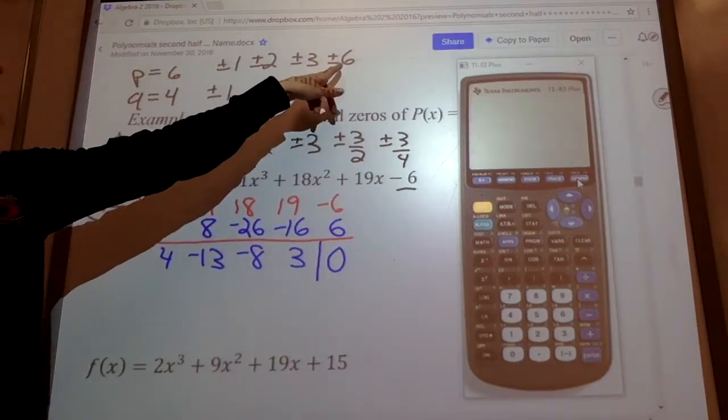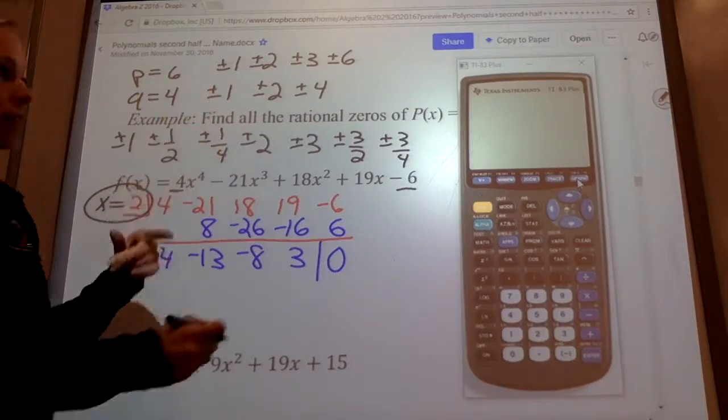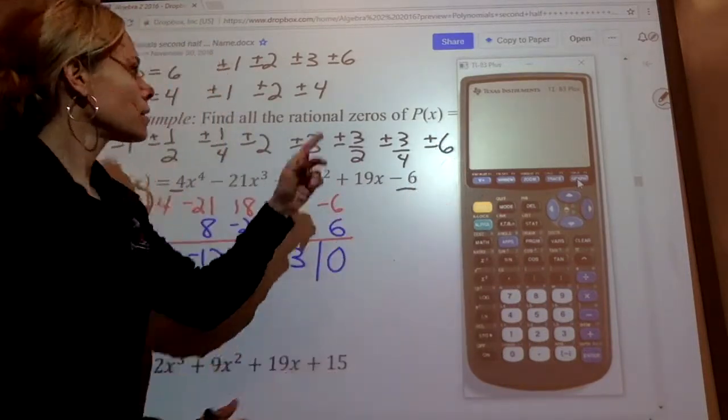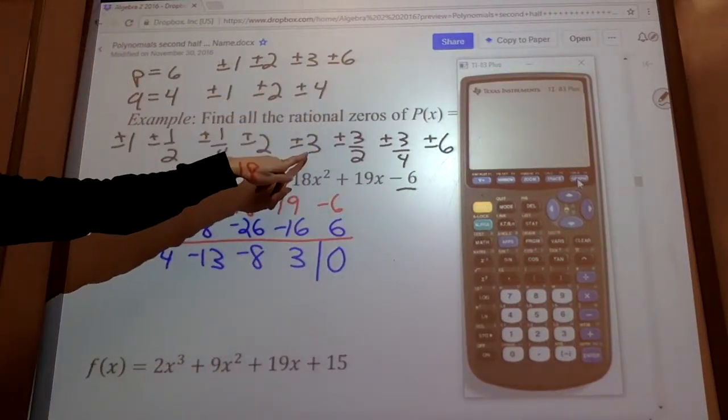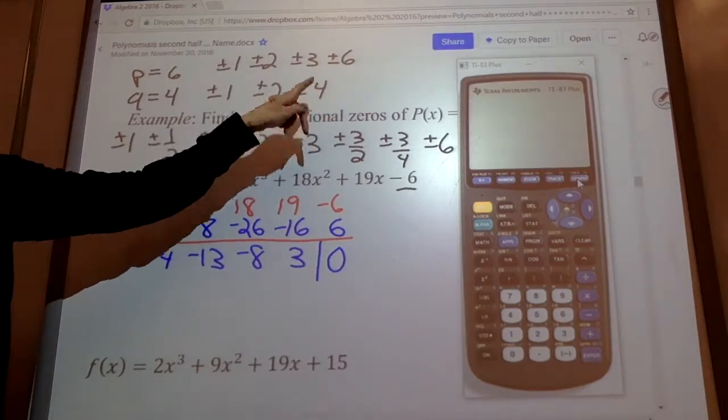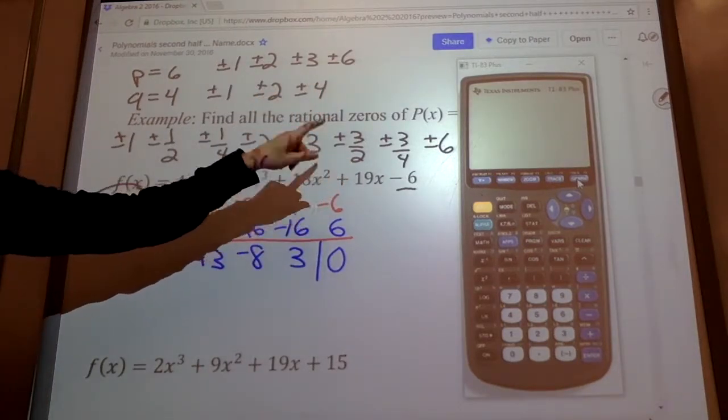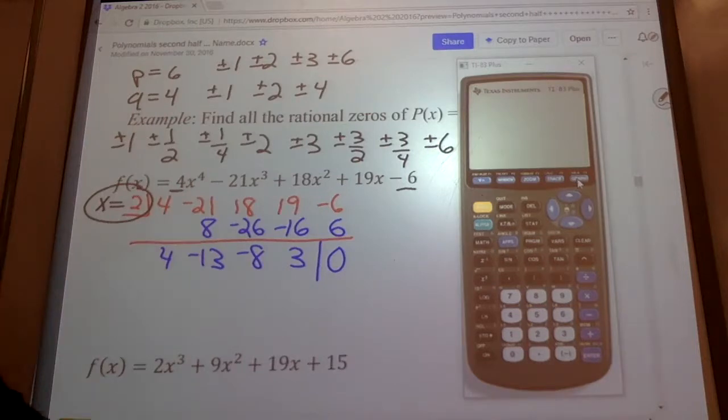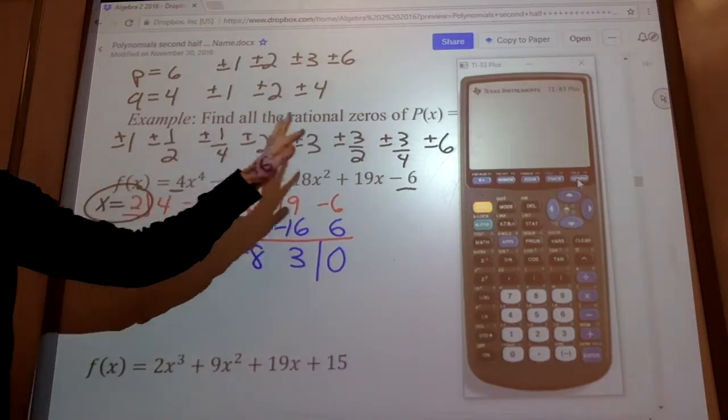Okay, and then I move to the 6. 6 over 1 is 6. 6 over 2 is 3. I already have it. 6 over 4 is 3/2. I already have it. Okay, so this is now what I'm doing. These are all of my options, right?